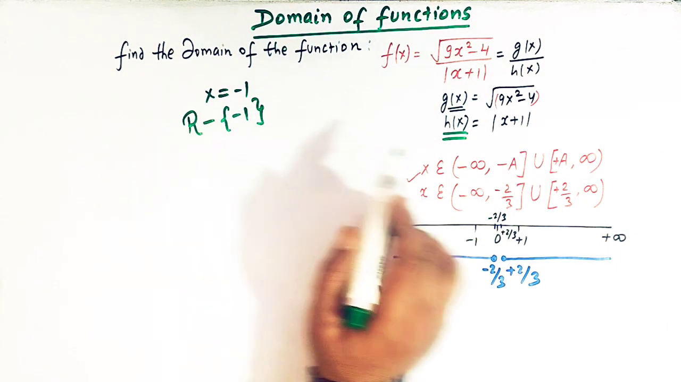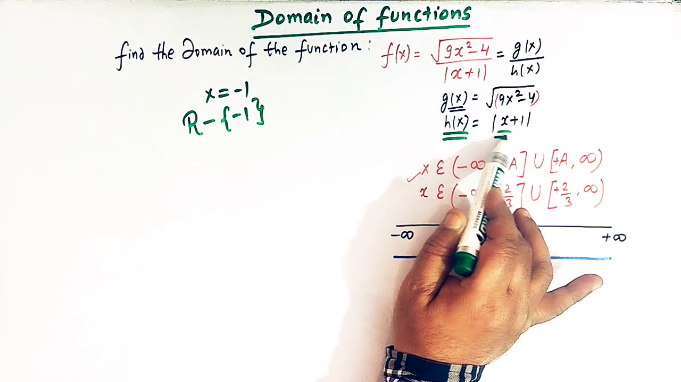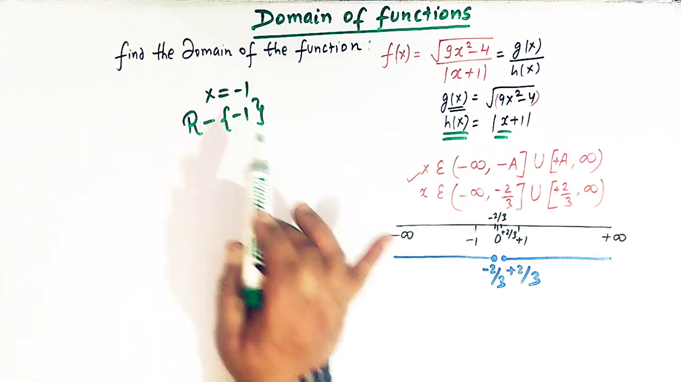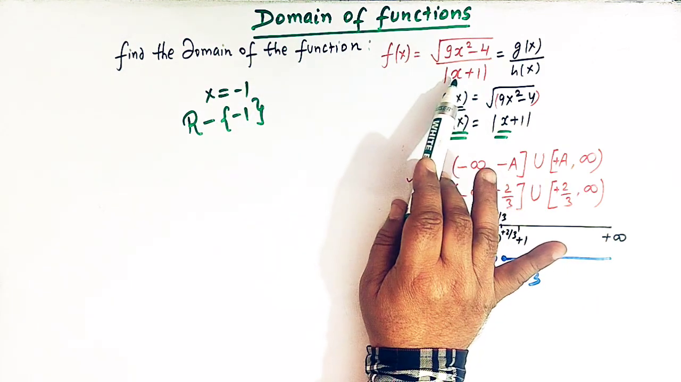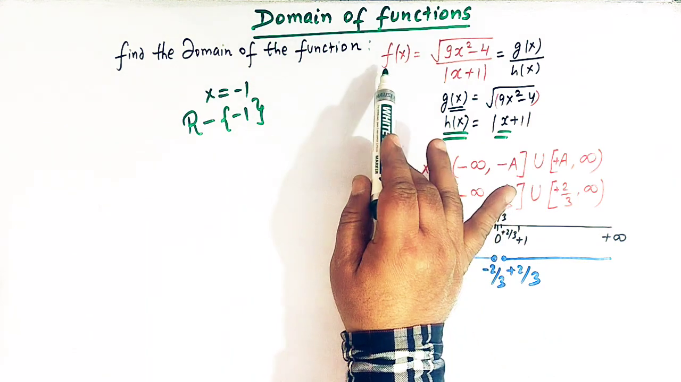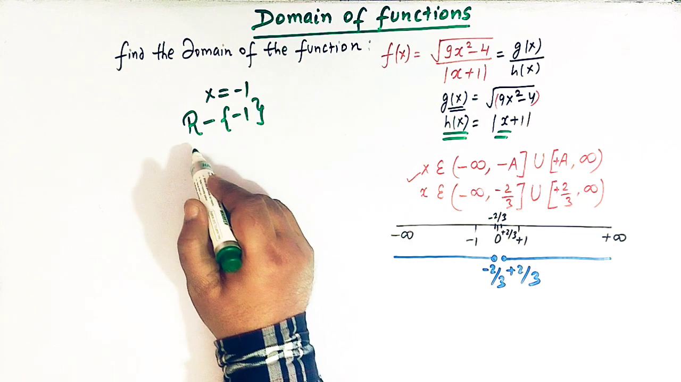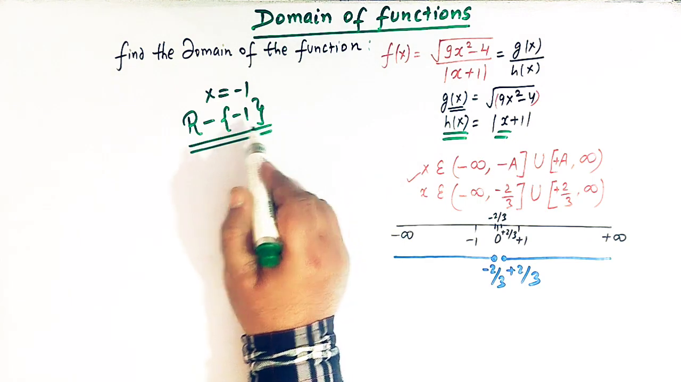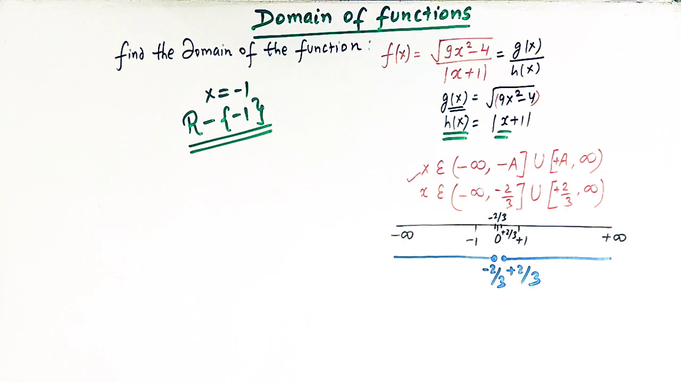So our function h of x, which is mod of x plus 1, takes all the real numbers except minus 1, because when we take x equal to minus 1, the denominator becomes 0, and as such the function f of x is not defined, right? So let us represent this domain on the real number line.